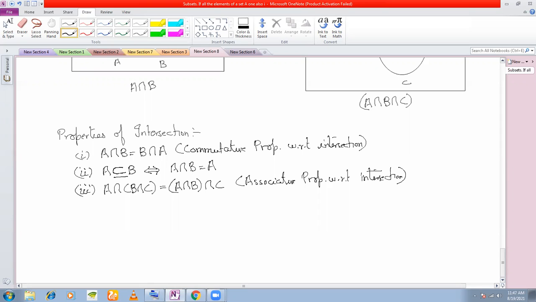The next property is that A intersection B will be a subset of A, and A intersection B will also be a subset of B.